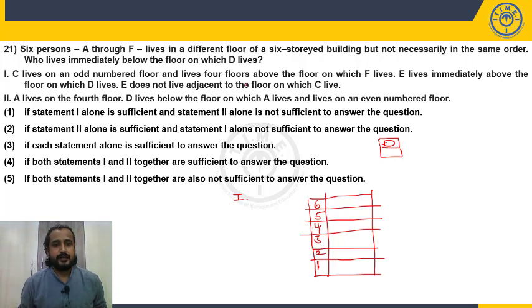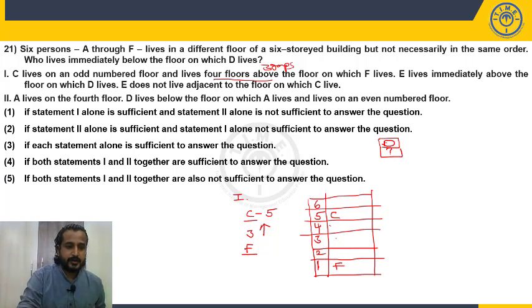Now what is given? Immediately below D, who lives, we need to find out. C lives on an odd number floor and lives 4 floors above the floor on which F lives. But above whom? F. The floor on which F lives. How many floors above? 4 floors above means how many gaps will be there? 3 gaps will be there. So C, 3 floors gap, F. C lives on the odd number floor, so the only possibility will be the 5th floor. So C will be here, 1, 2, 3 gaps, F will be here. So it is one arrangement.